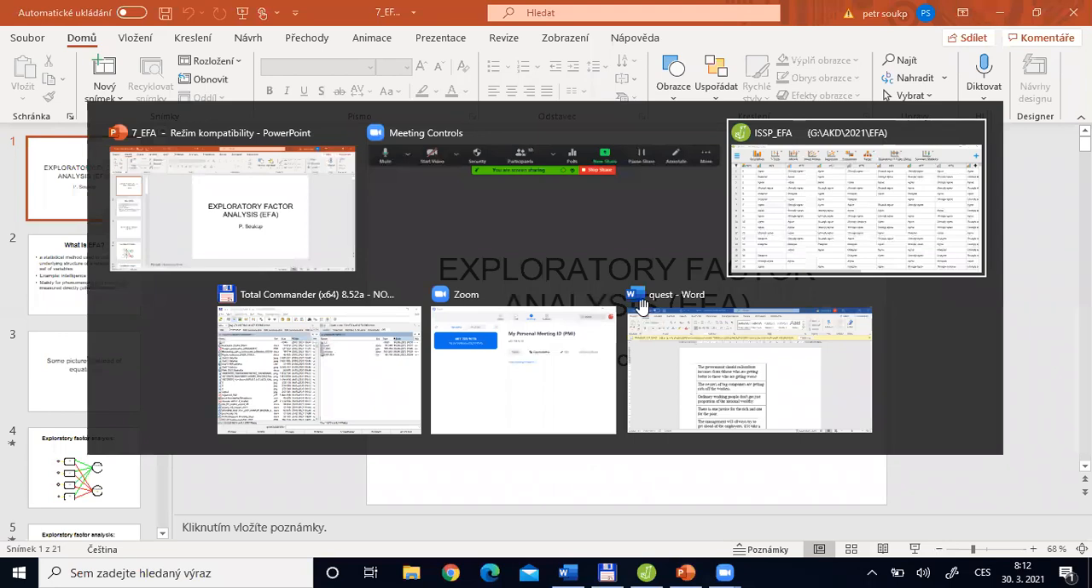So if I open JASP, it's again showing. Excuse me, we don't see your screen. Oh no, okay, sorry. Out of order. So currently you should see my screen.